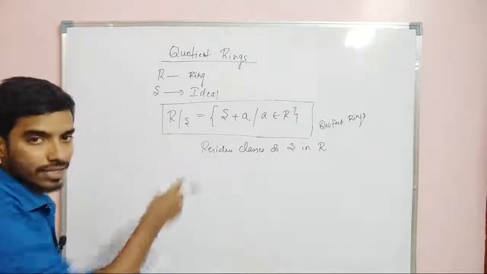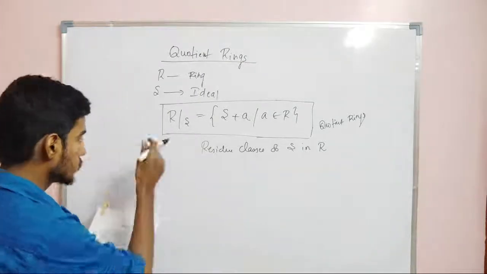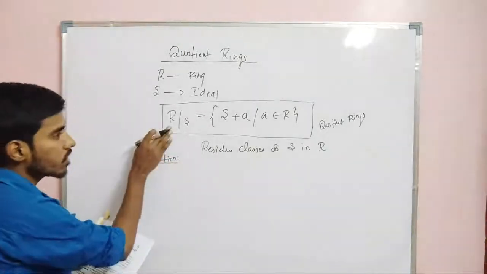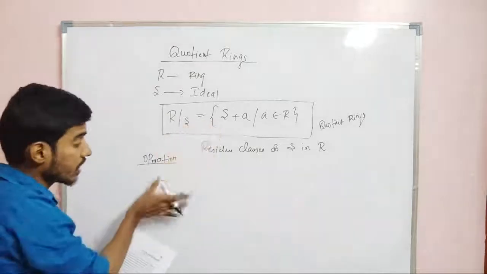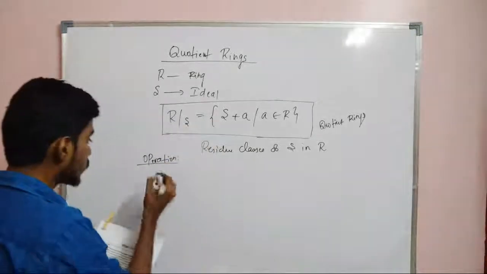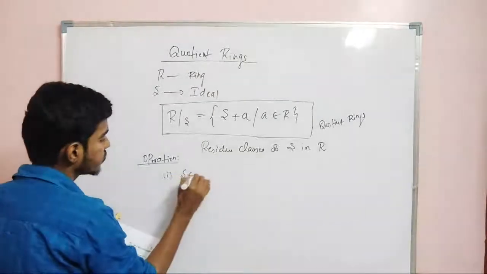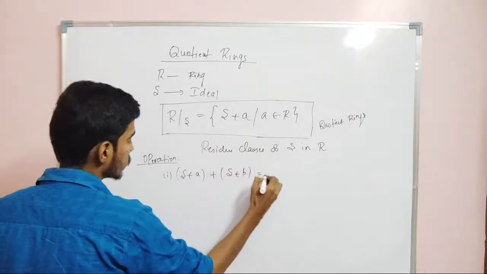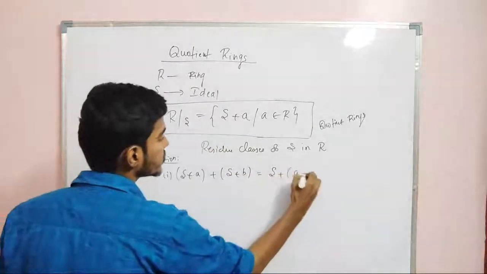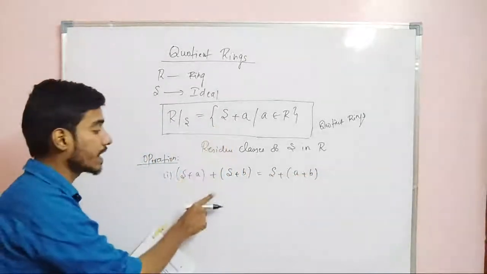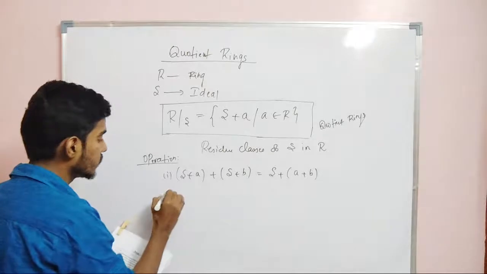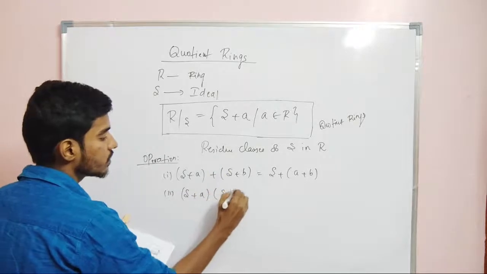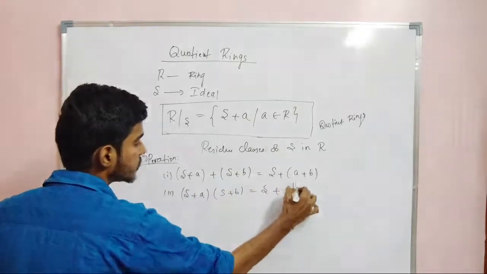So you need to define the operations now. This set will form a ring under these operations. Whenever you take two elements, let us say S plus a is one element and S plus b is another element, the resulting sum will be S plus (a plus b). That is, S plus a plus S plus b will be S plus (a plus b). And if you are multiplying two elements, S plus a and S plus b, then you multiply to get S plus ab.